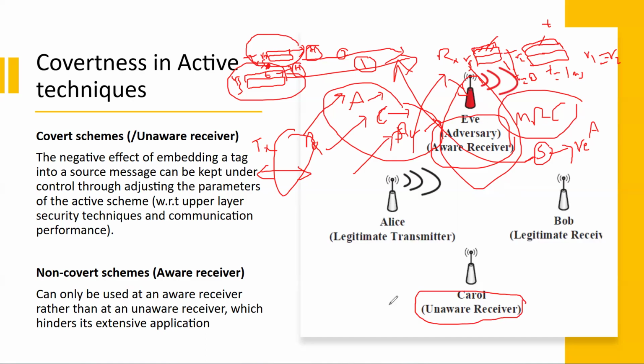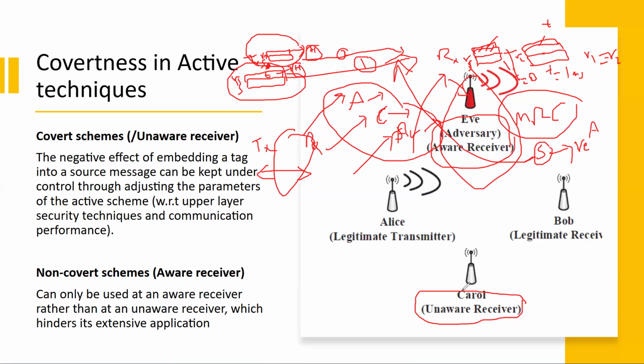Because the communication is being held in secret, the negative effect of embedding a tag, like we explained in the previous example, into a source message can be kept under control through adjusting the parameters of the active scheme. So we are embedding a tag, but we don't want anybody to know that there is a tag. So if you adjust the parameters properly, you will not make anybody notice that there is any new thing that you are embedding or adding to your signal.